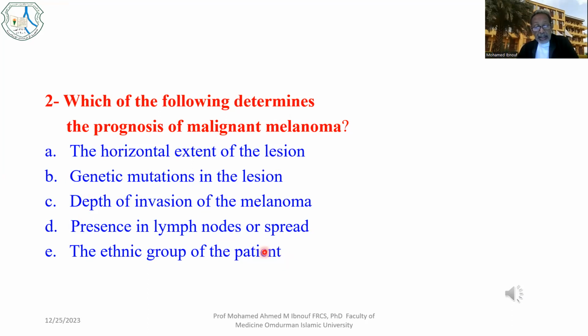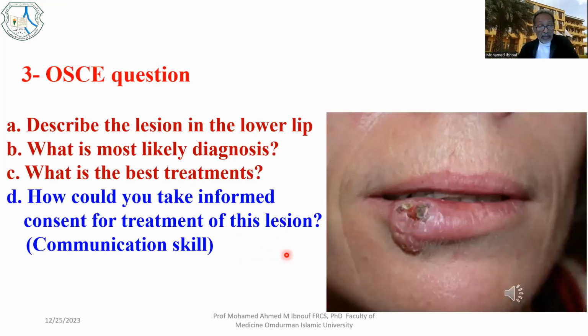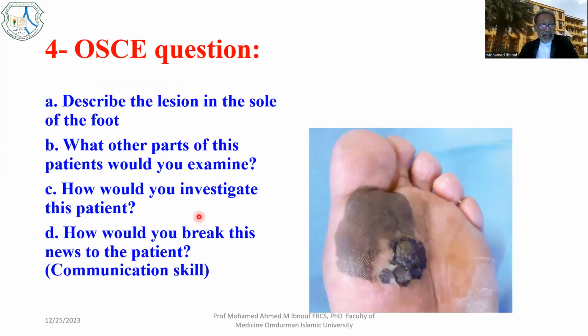Knowing that in dark-skinned people, usually the presence of melanin gives some resistance to development of melanoma due to exposure to the ultraviolet light of the sun. This is an OSCE question. Describe the lesion in the lower lip, what is the most likely diagnosis here, and how could you take informed consent from the patient? This is a communication skills question.